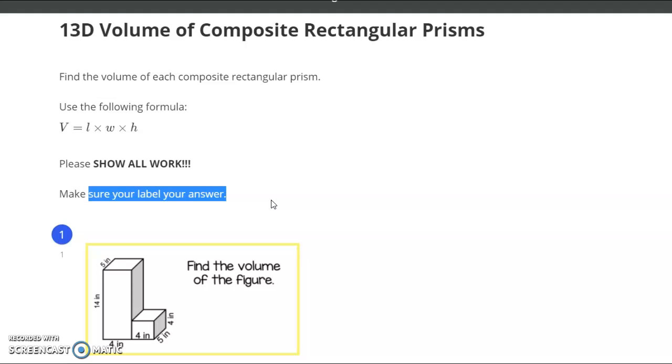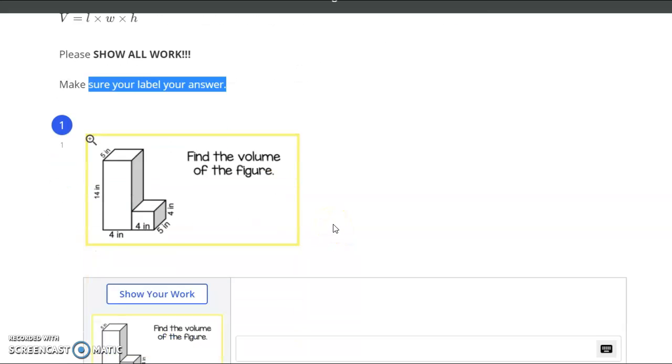So when we are talking area, we would have units squared, like inches squared, centimeters squared. Now that we're talking volume, we would have inches cubed or centimeters cubed. Whatever our units are going to be cubed. So a little exponent of 3.